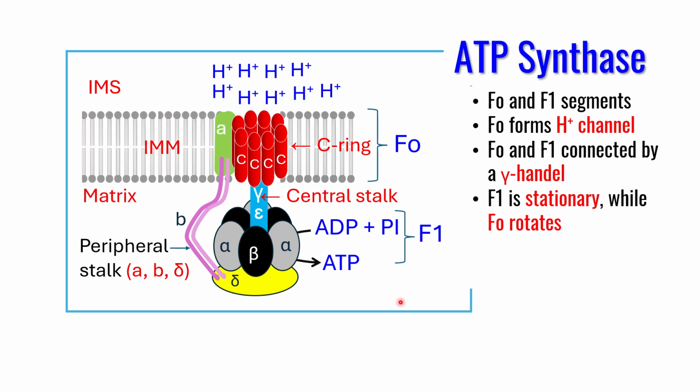However, rotation of the CS or central stalk through the F1 head causes conformational changes in the beta subunits through loose, tight and open, allowing thereby binding of the substrate, synthesis and release of ATP respectively. One complete rotation causes synthesis of 3 ATP molecules, which is equal to the flow of 8 protons or 8 hydrogen ions in mammals through the C ring. Therefore, you should be able to calculate the number of protons required to synthesize one ATP molecule.